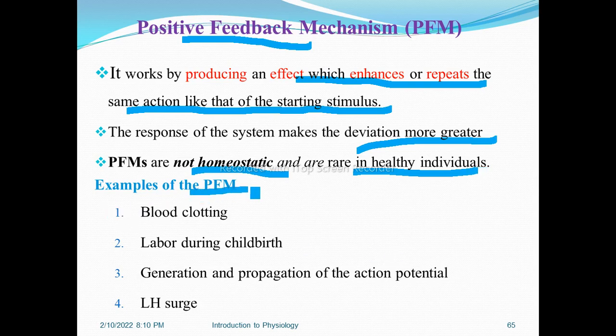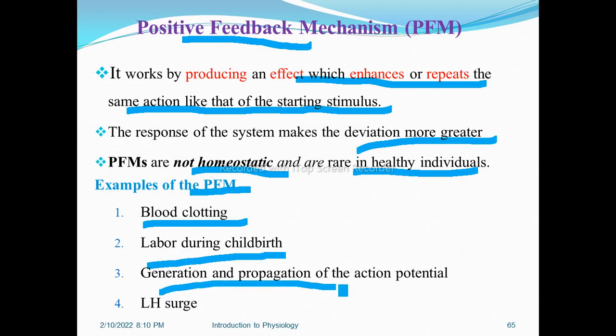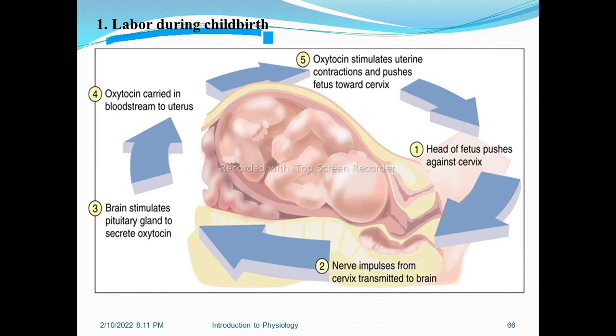Examples of positive feedback mechanism include blood clotting, labor during childbirth, generation and propagation of action potential, and the luteinizing hormone surge. When we compare and contrast positive and negative feedback mechanisms, negative feedback is very common in healthy individuals and also very important. Take labor during childbirth, for instance: the head of the fetus pushes on the cervix.